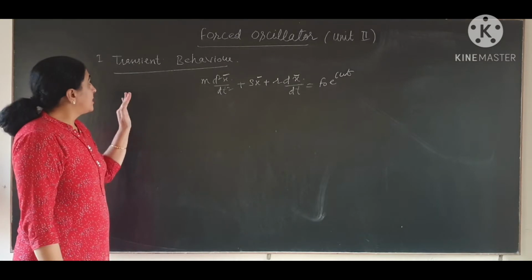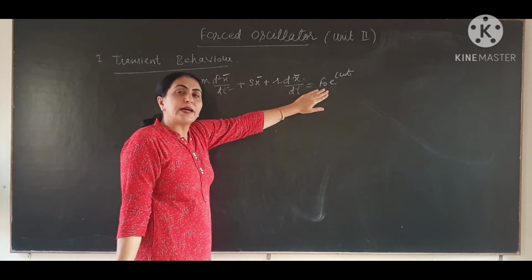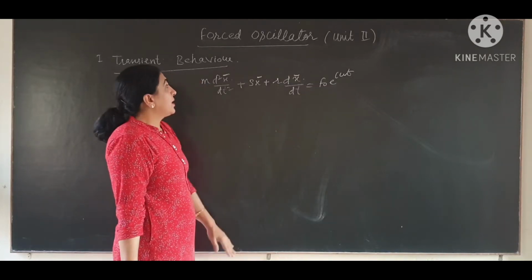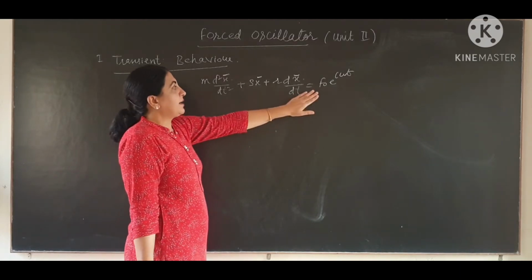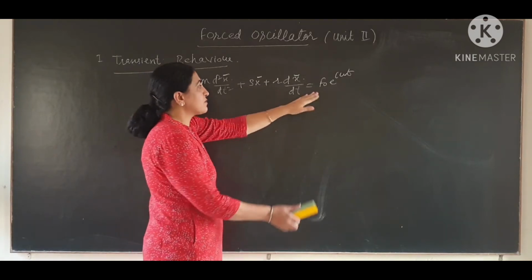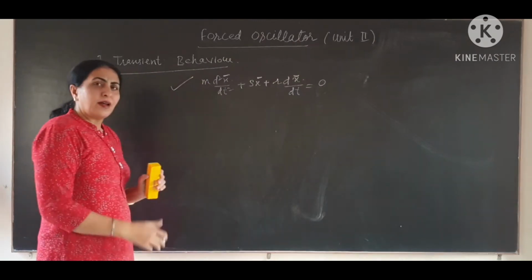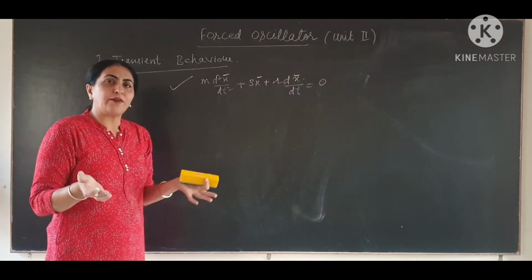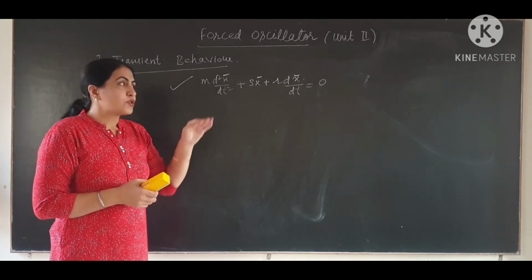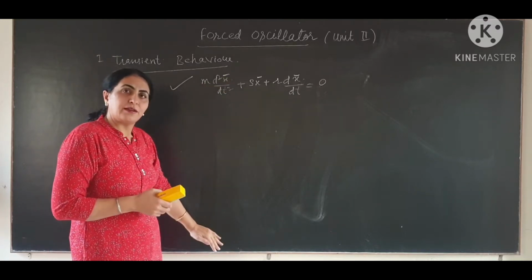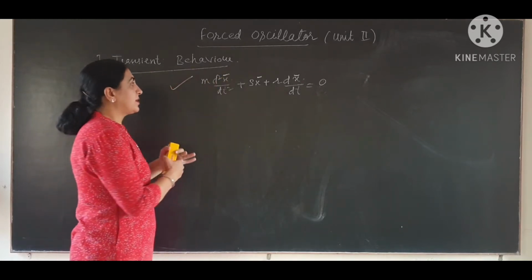In the steady state behavior, the oscillator is under the effect of force and its natural frequency dies. But in transient behavior, it is oscillating with its natural frequency and this force is equal to 0. So if this force is equal to 0, then this is just like the damped mechanical oscillator. We have done 3 cases: over damping, light damping and critical damping. The same procedure will be adopted here in transient behavior, and the solution will come.